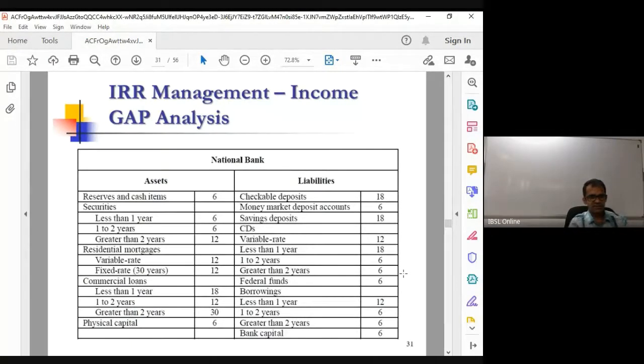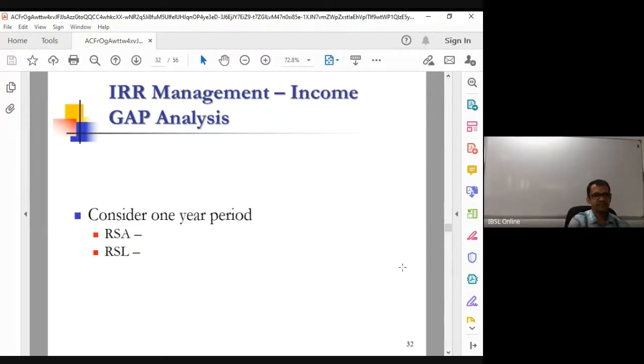So we'll do a small example, income gap analysis. This is a sample balance sheet, showing assets and liabilities. We consider just a one year period. What would be the impact on the interest income during a 1 year period? First we have to find out what are the rate sensitive assets and their volumes, and what are the rate sensitive liabilities and volumes.